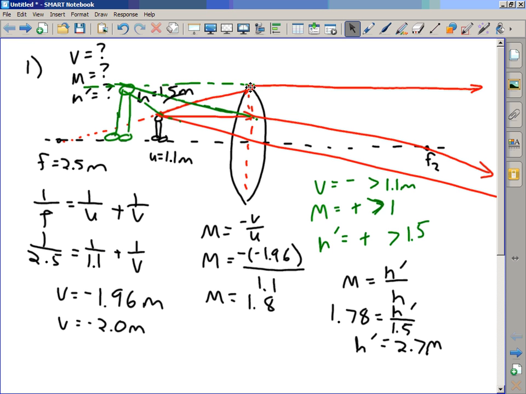Does it all work out? Yes. The reason you do the drawing is so you can make predictions. You can already make a few predictions just off the knowledge of the lens and location of the object anyways. But so that you can make predictions, and then whenever you do the math, you see if it lines up. Next.